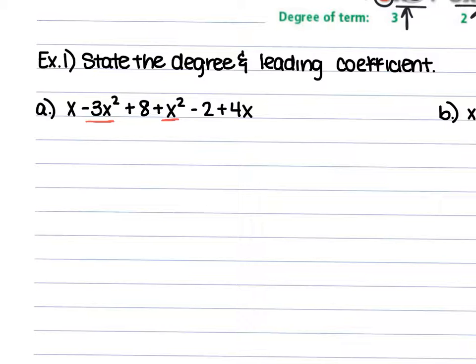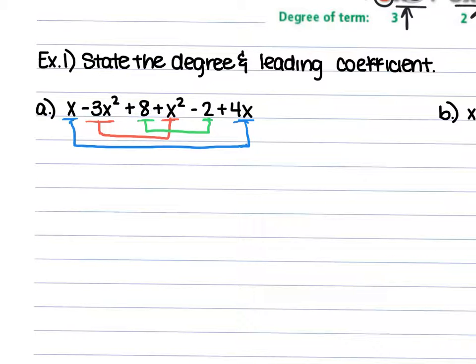Notice that these can be combined from the very beginning. If there's something to be combined, we're going to do it. That's another thing. So what does this get combined with? The 4x. Is there anything else that can be combined? The 8 and the negative 2. So let's do all those things.